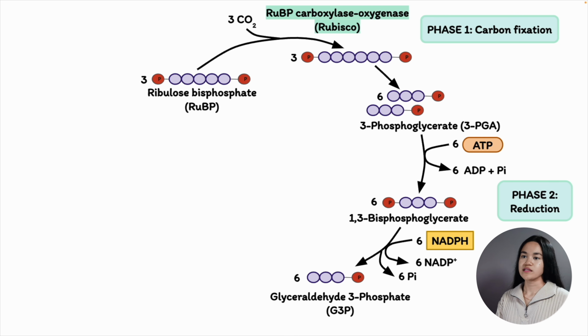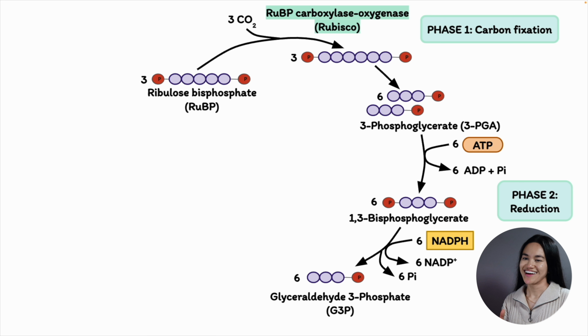Now, where do ADP and NADP plus go? Well, they are needed by the light-dependent reactions. It's a give-and-take cycle. The substrates the light-dependent reactions produce are needed by the Calvin cycle, and the substrates the Calvin cycle produces are needed by the light reactions. It's a win-win situation.